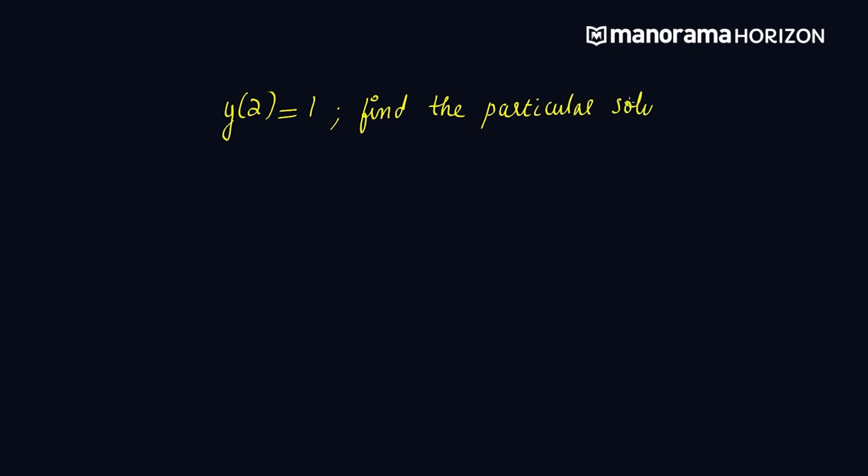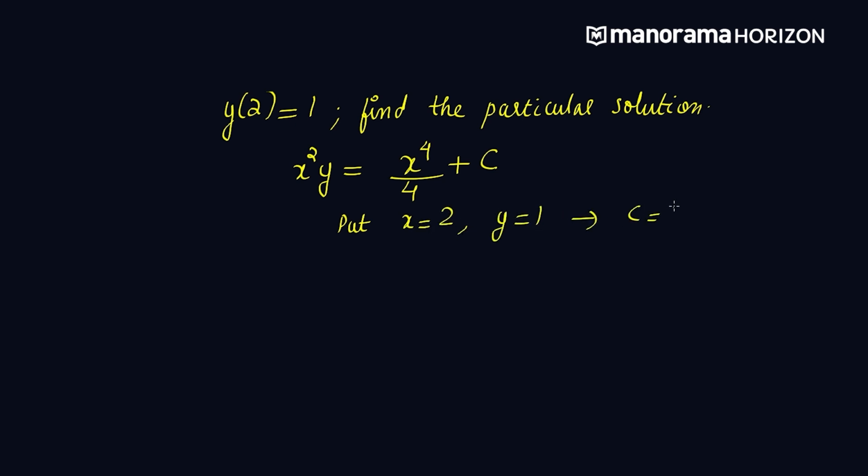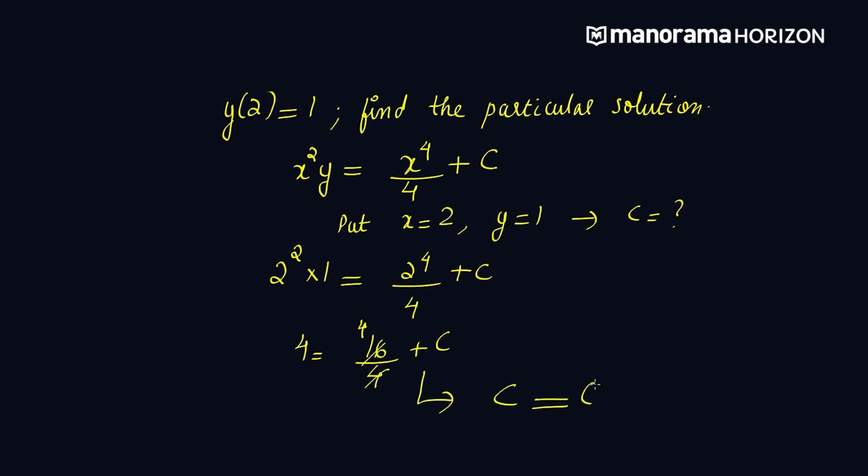Find the particular solution of the same differential equation. So we know our equation is x square y is equal to x raised to 4 by 4 plus c. So in this particular equation, put x is equal to 2 and y equal to 1. Find the value of c. So 2 square into 1 is equal to 2 raised to 4 by 4 plus c. We get 4 is equal to 16 by 4 plus c. Cancelling here 4, 4, we get c is equal to 0. So we got c as 0.